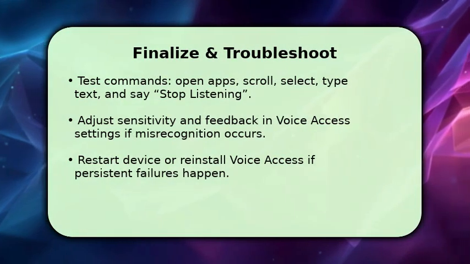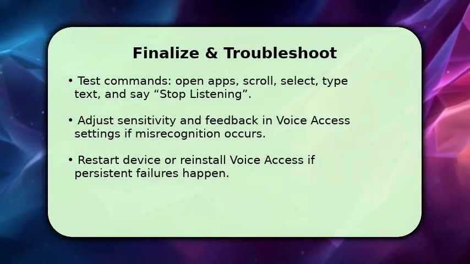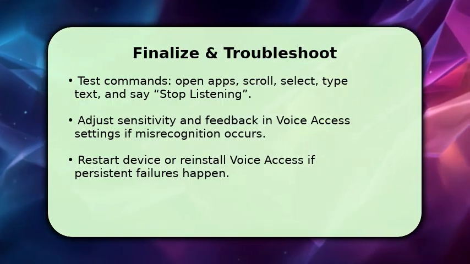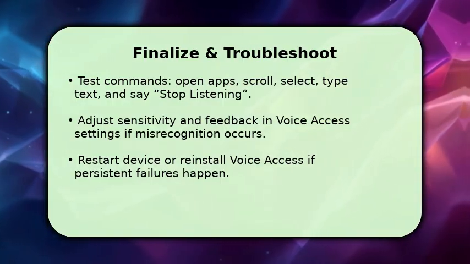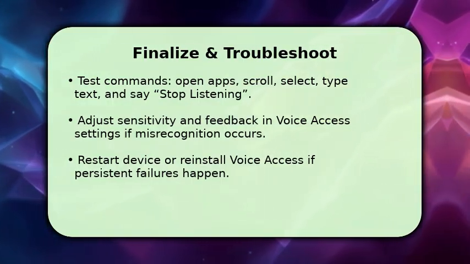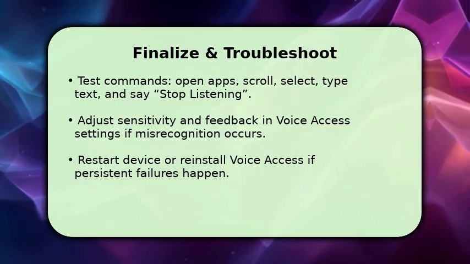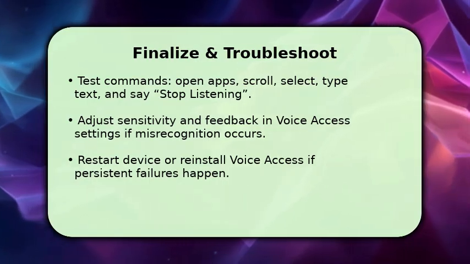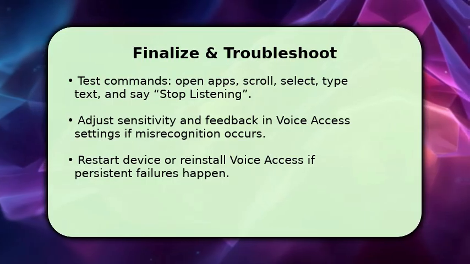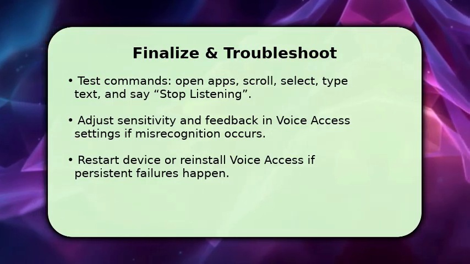Finish by running a quick checklist. Open an app by name, scroll with voice, select elements using shown numbers, and dictate a short message to verify typing. If recognition is jittery, go back into voice access settings to lower sensitivity or change feedback verbosity. This often fixes false triggers.